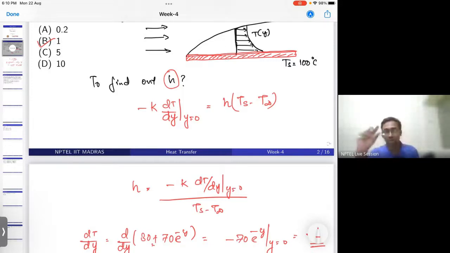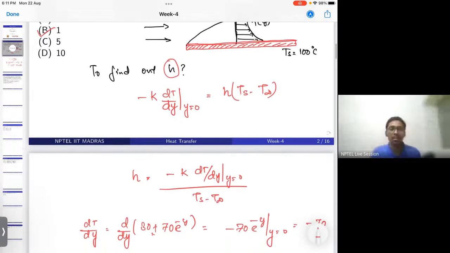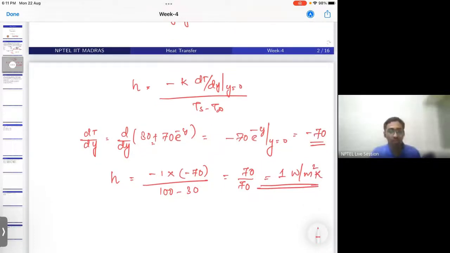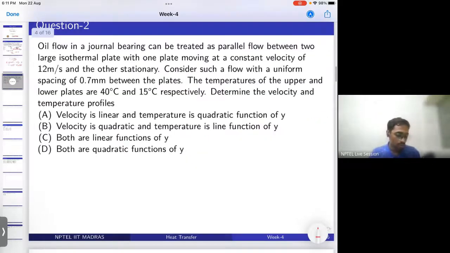So the heat can only transfer through conduction through that fluid there. That heat has to be transferred to the fluid which is at the free state. Whatever heat is transferred by conduction should be conducted away to the fluid. We equated that formula and got the value of the heat transfer coefficient as 1 watt per meter cube. Okay, so let's go on to the next question.